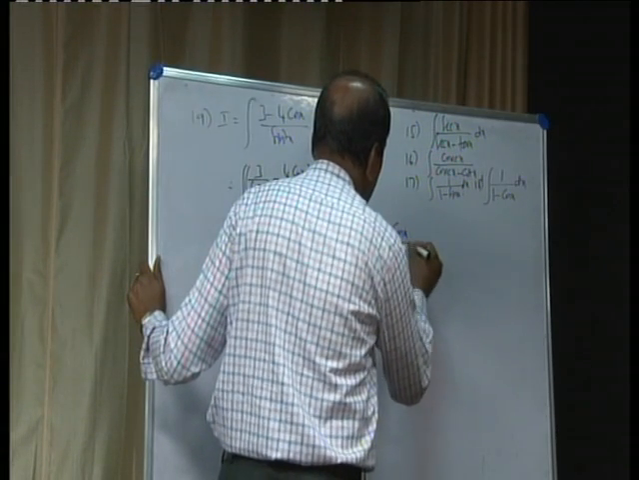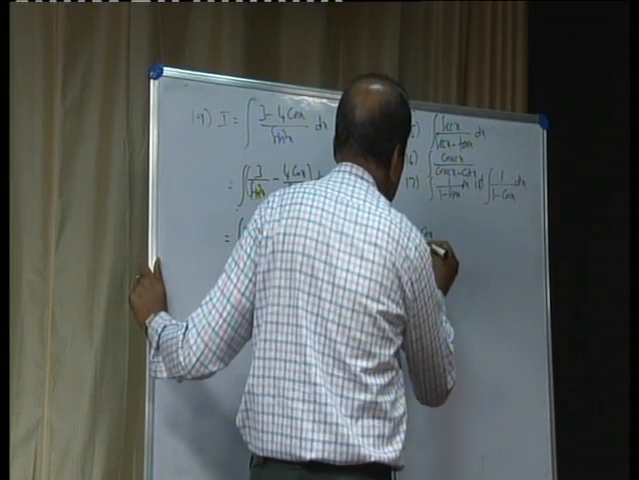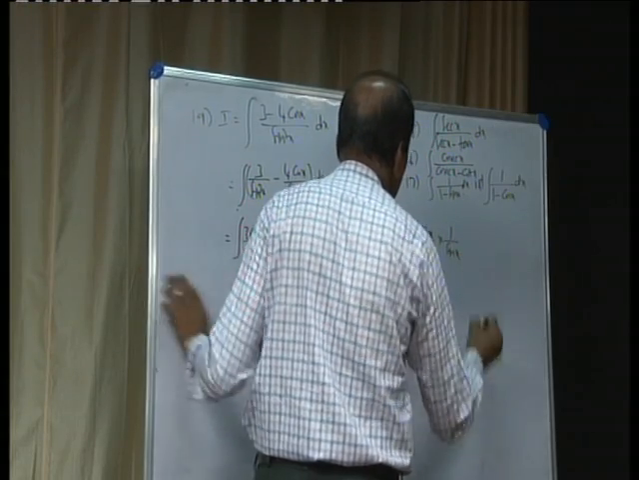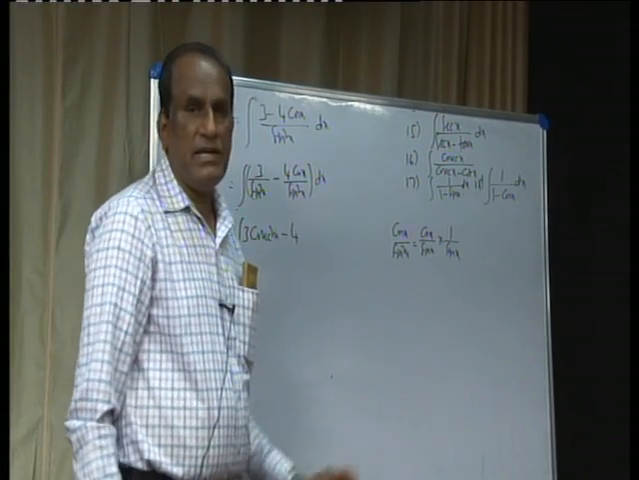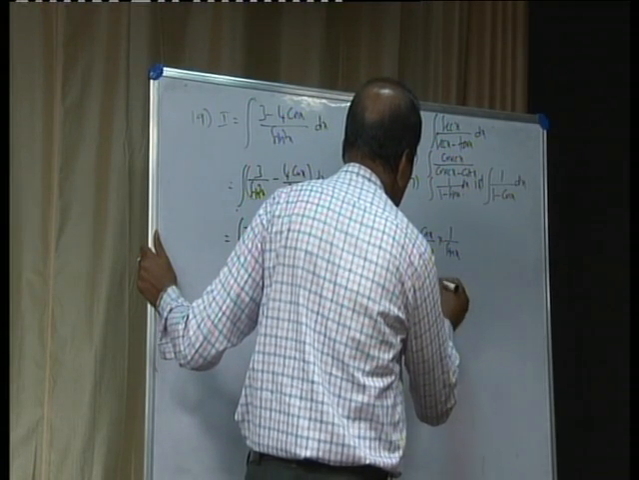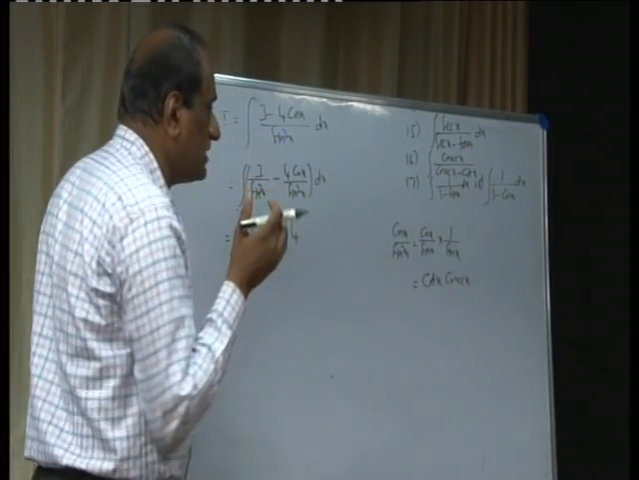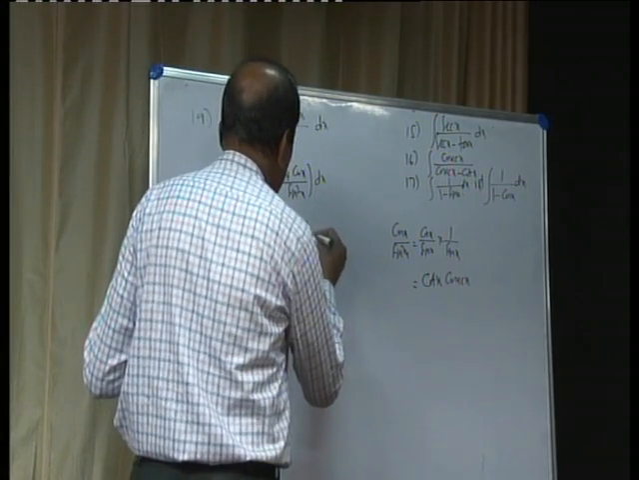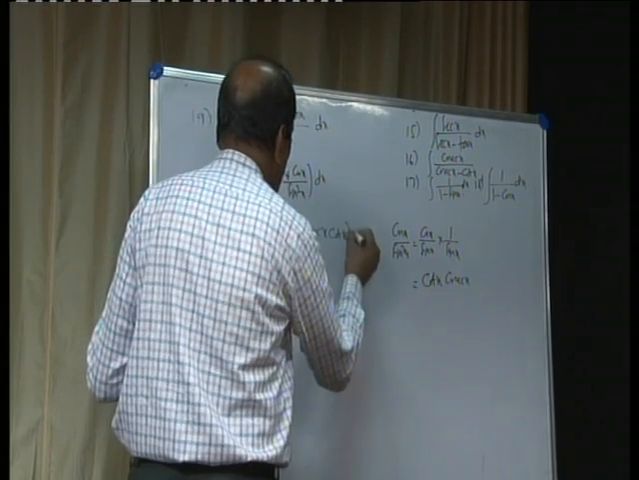Cos x by sin square x can be written as cos x by sin x into 1 by sin x. Denominator sin square x can be written as sin x into sin x, and the numerator is cos x. Now, what is cos x by sin x? Cot x. And 1 by sin is cosecant x. We can write this as cosecant x into cot x, whole dx.